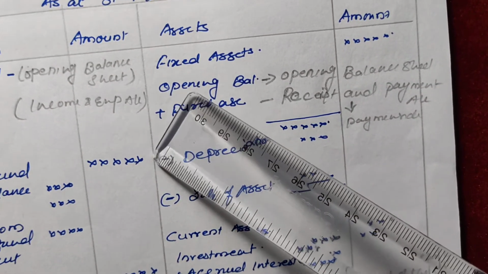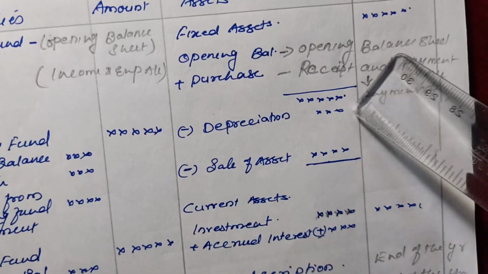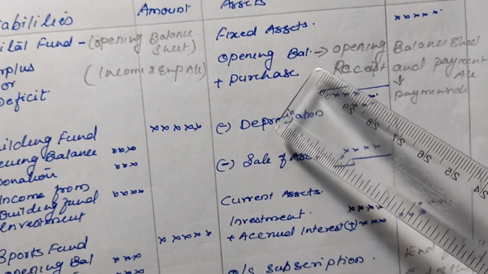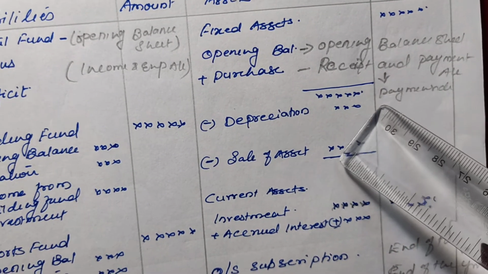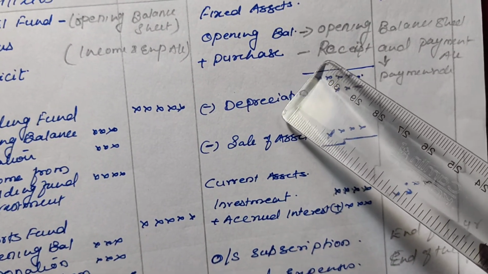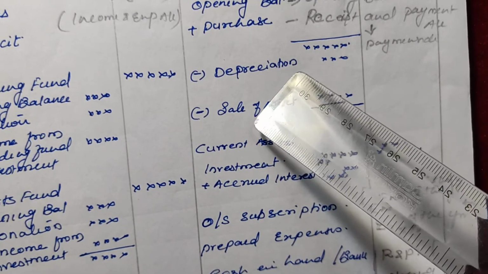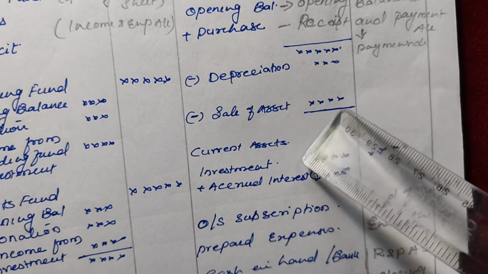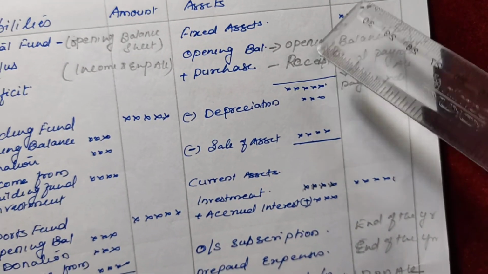Okay, asset side, let's see the fixed assets. Opening balance we will write, opening balance means the figure of asset which is given in the opening balance sheet. Then purchase, if we had purchased any asset, that figure we will get from the receipt and payment account, payment side. That will be added: opening balance plus purchases. If any depreciation is there, then we will deduct the depreciation. Then if sale of asset is there, that also will be deducted from the value, and the final value will be recorded in front of the asset.